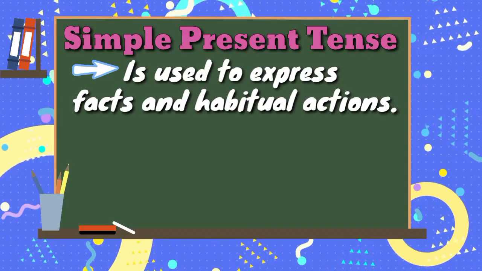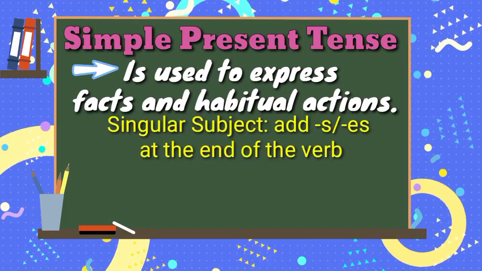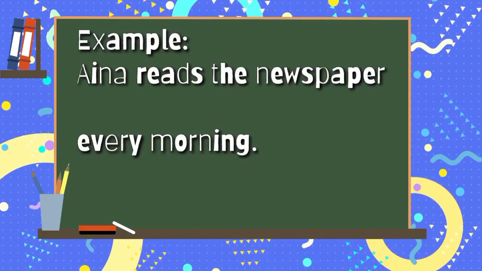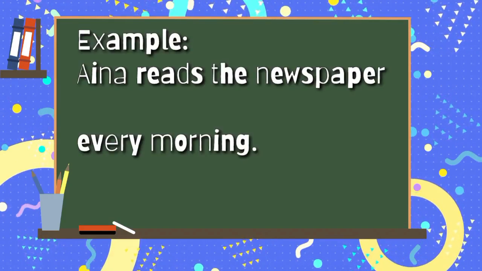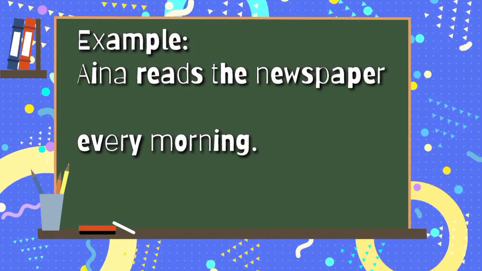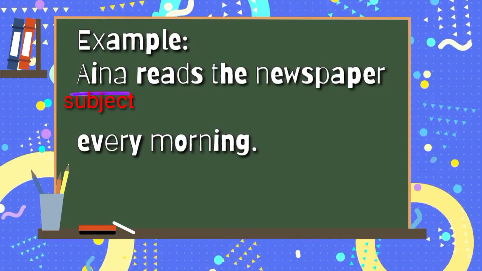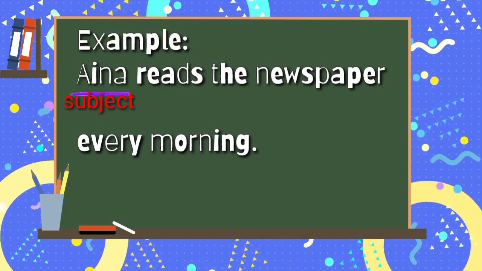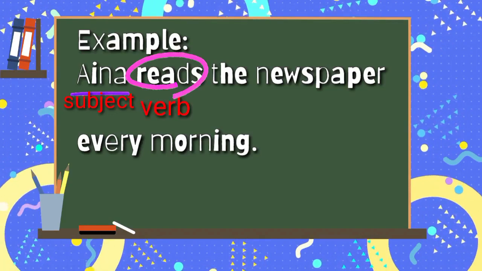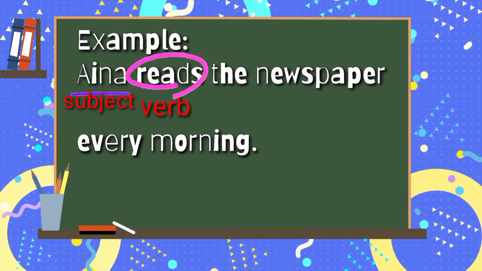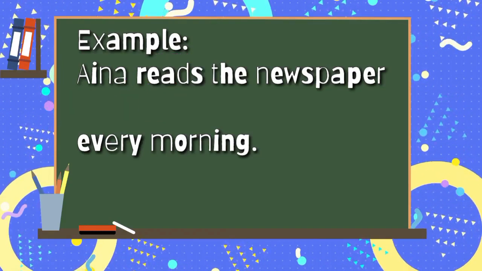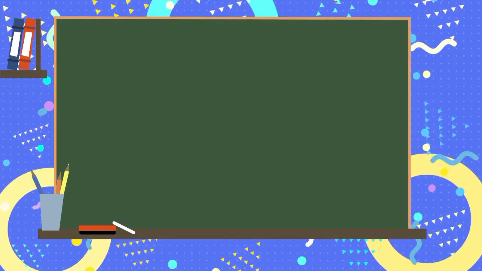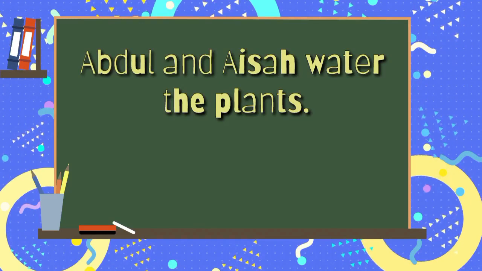If the subject is singular, we add s or es at the end of the verb. For example, Aina reads the newspaper every morning. In this sentence, our subject is Aina, which is a singular subject. Therefore, we add s at the end of the verb read. But if the subject is plural, we will use the base form of the verb. For example, Abdul and Isa water the plants.